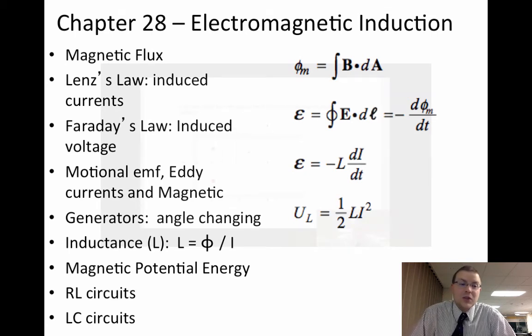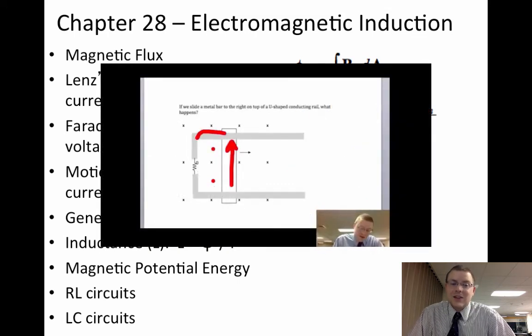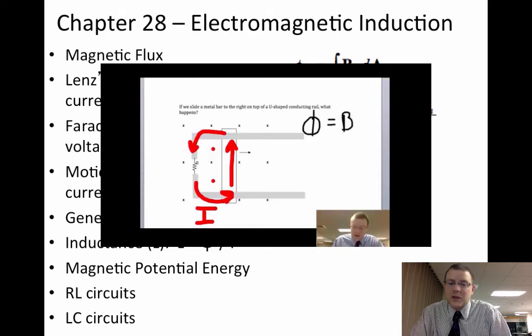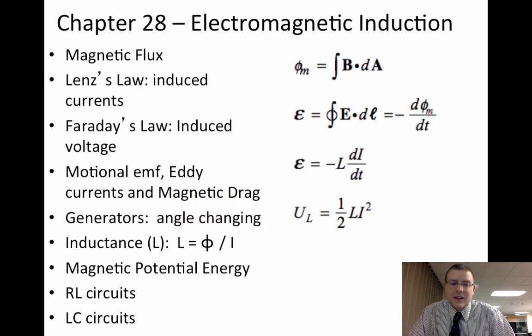We looked at motional EMF, that was the bar sliding along magnetic fields, and we created eddy currents and magnetic drag. Just because we have a change in flux and now we have a current in that magnetic field, don't forget that that current is now going to feel the magnetic field as well and create drag forces. So we talked about the velocity as a function of time.